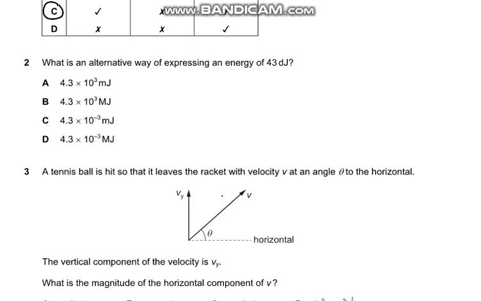Question number 2 says, what is an alternative way of expressing an energy of 43 decijoules? 43 deci means 43 times 10 raised to the power negative 1 joules, which is 4.3 joules. Seeing part A, it is 4.3 times 10 raised to the power 3 milli, which is 10 raised to the power negative 3 joules. So this cancels, giving 4.3 joules. So A is the appropriate answer.